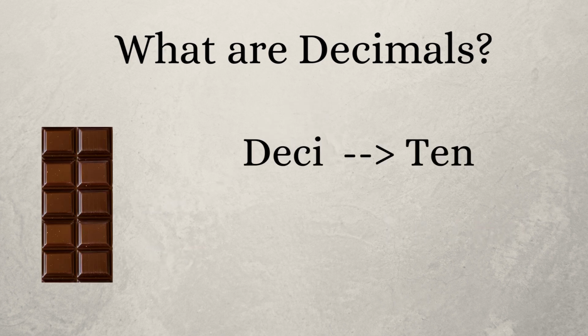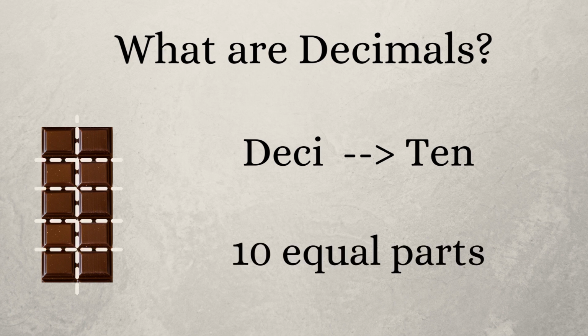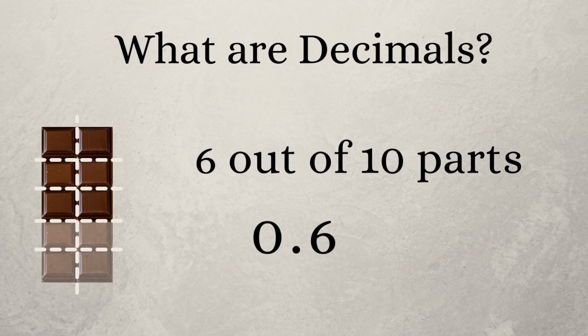The word deci means 10. So in case of decimals, we divide the whole into 10 equal parts. 6 out of these 10 parts would be 0.6 and 2 out of these 10 parts will be 0.2.